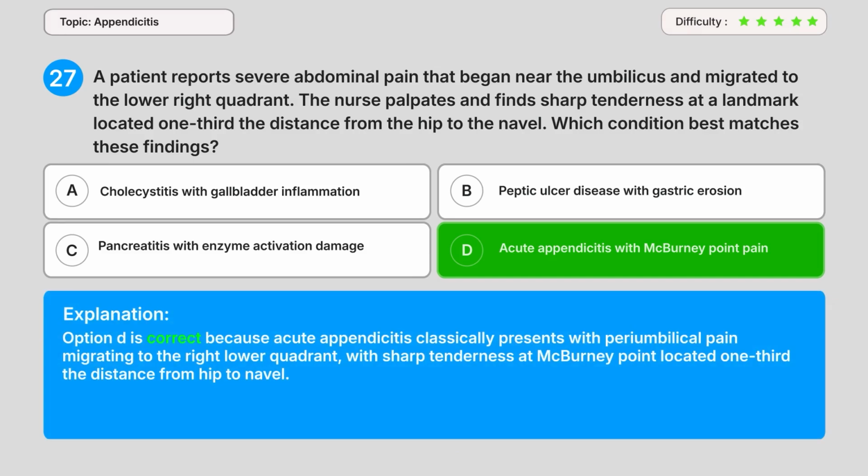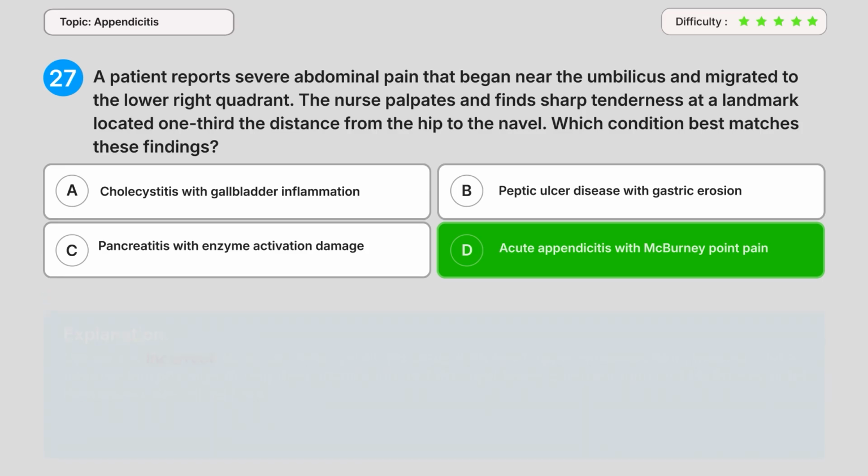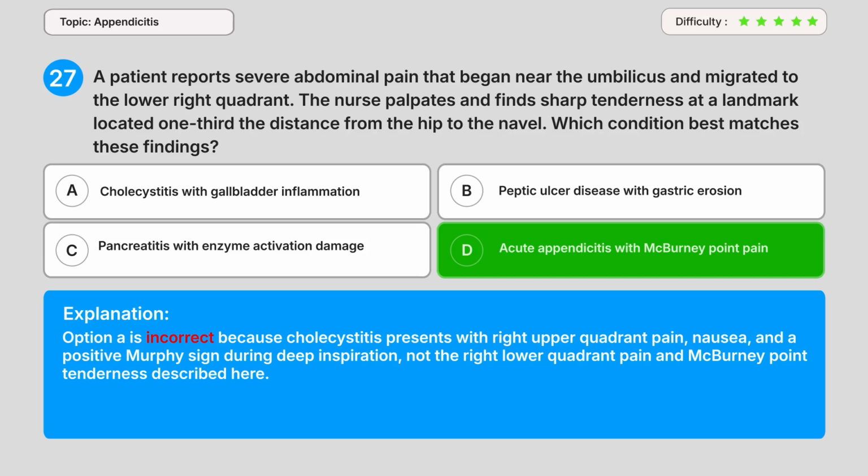Explanation. Option D is correct because acute appendicitis classically presents with periumbilical pain migrating to the right lower quadrant, with sharp tenderness at McBurney point located 1/3 the distance from hip to navel. Option A is incorrect because cholecystitis presents with right upper quadrant pain, nausea, and a positive Murphy sign during deep inspiration, not the right lower quadrant pain and McBurney point tenderness described here.